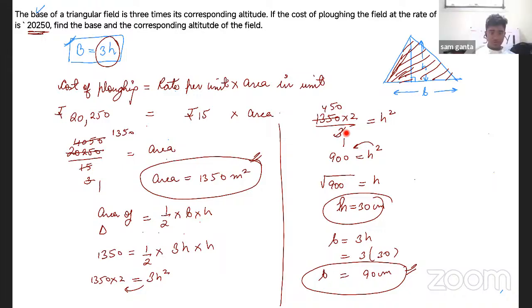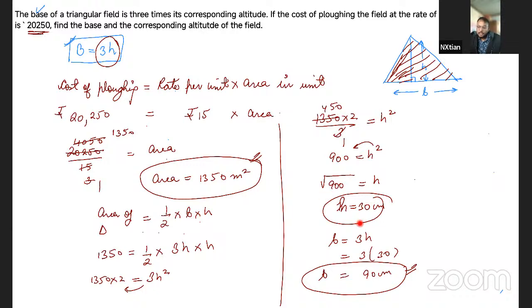Where did you get 450 from? Sir, I simply cut this with 3. I got 450. 450 into 2 is 900. And the root of 900 is 30. So I just got the value of 30. Now base is 3 times of h. So 3 into 30 becomes 90 meter. Centimeter, whatever it is. Meter, sorry. Understood? Yes or no? Everyone got it? We'll do more questions.